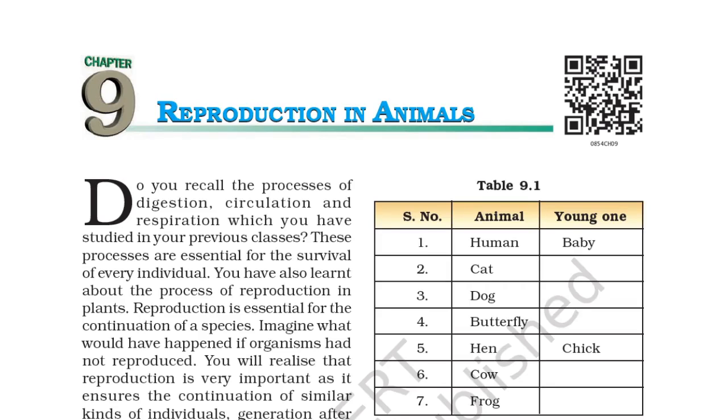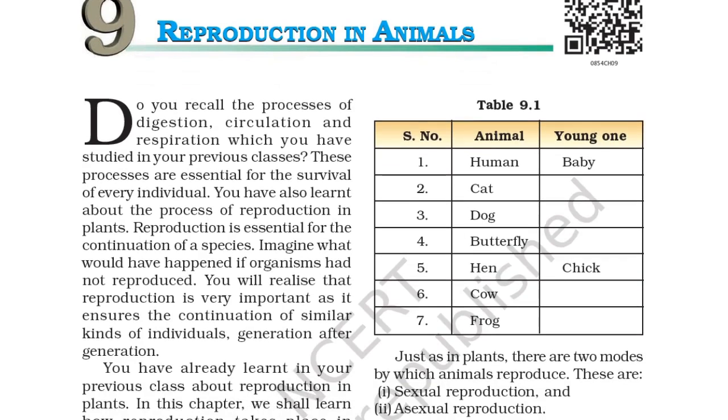Welcome back everyone. Today we are going to start chapter 9, reproduction in animals. Do you recall the process of digestion, circulation and respiration which you have studied in your previous classes? These processes are essential for the survival of every individual.